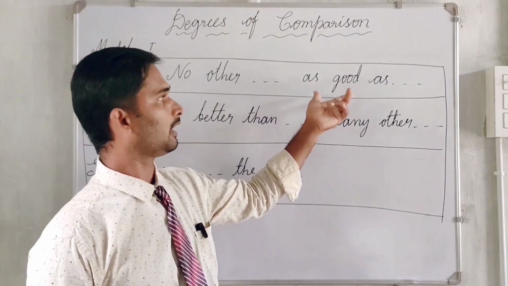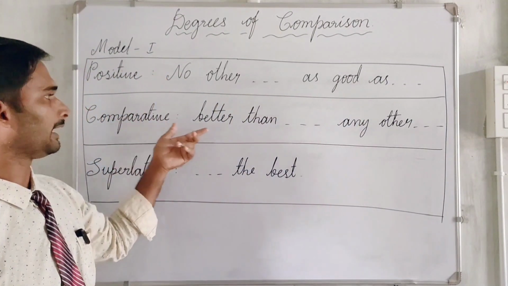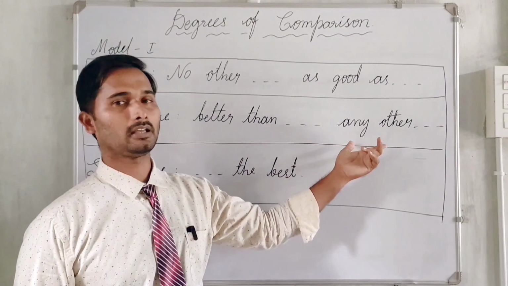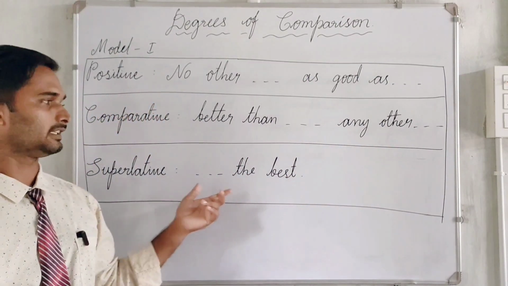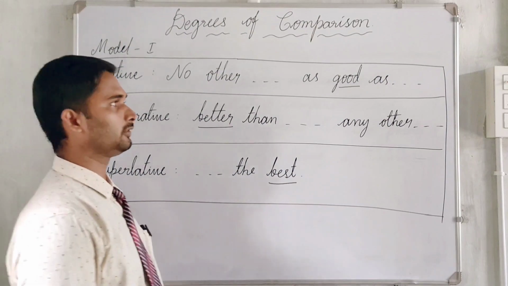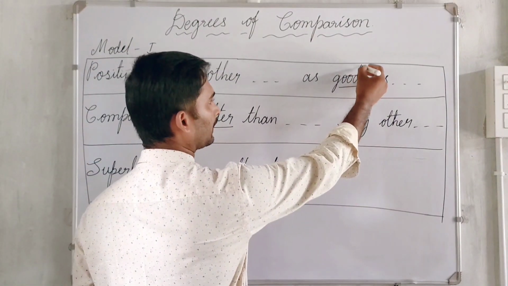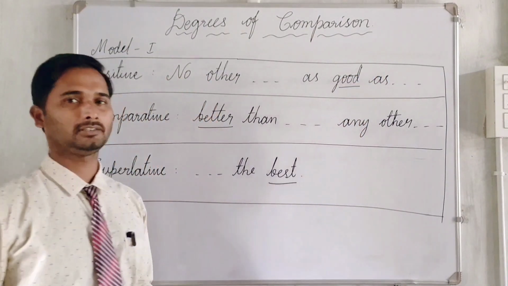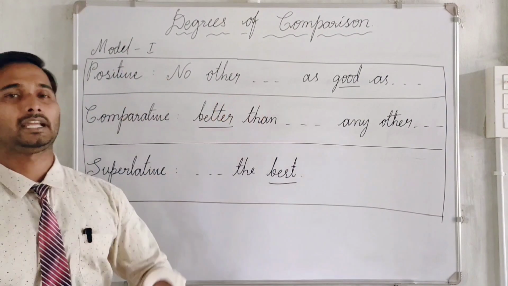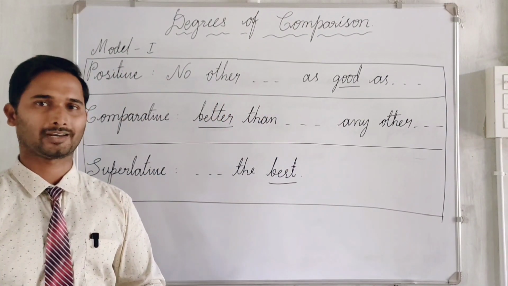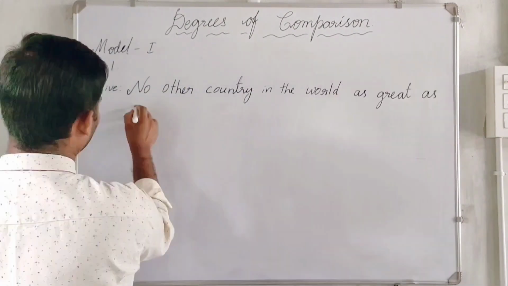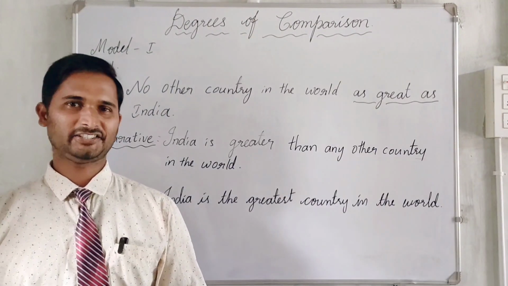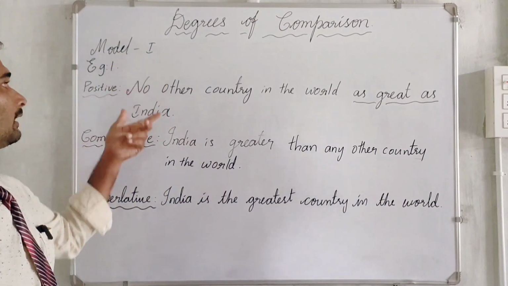No other, as good as. Comparative, better than any other. Superlative, the best. The adjective good is taken as an example to express the model 1. The hints, or we also call them key points. Let us see an example of the model 1.